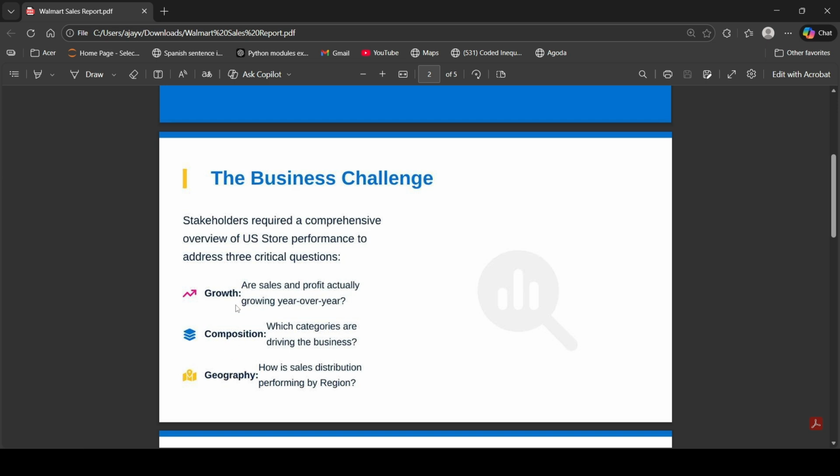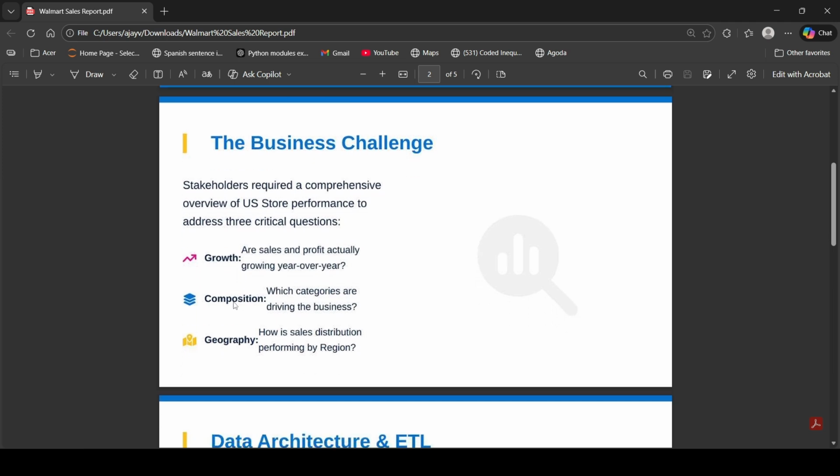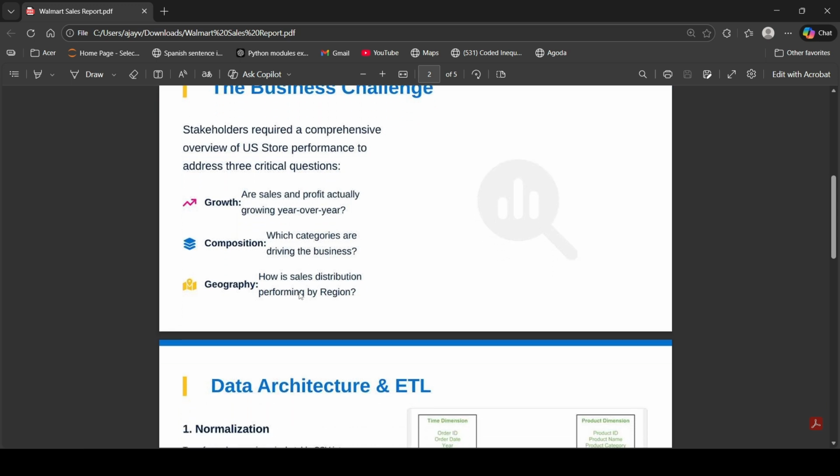They want to find three main questions, broadly: growth, composition and geography. On growth, they want to find out the sales and profit. Are we growing over year? And on the composition, they want to find out which categories and subcategories are driving the business and which is a winning region in America. So as a data analyst, it's our duty to collect the data and find the insight from the raw data.